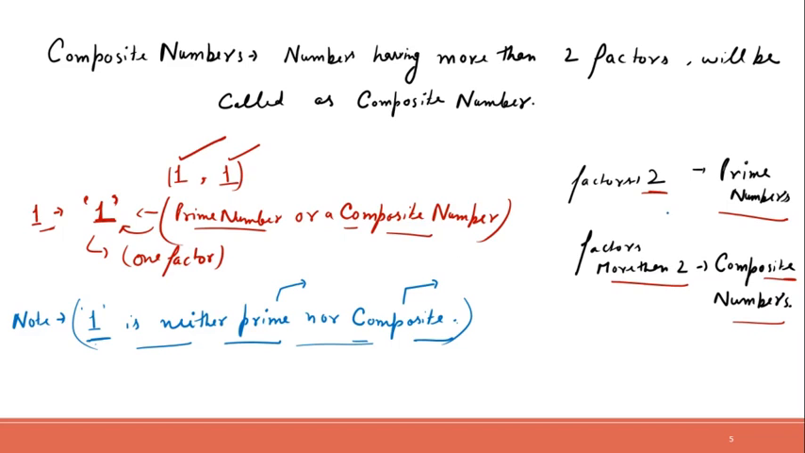Now I hope you have learned the definition, because the definition is nothing but this: if a number is having two factors, it is prime. If a number is having more than two factors, it is a composite number. 1 is having only one factor, that is 1. So it is neither prime nor composite. I hope you got this.